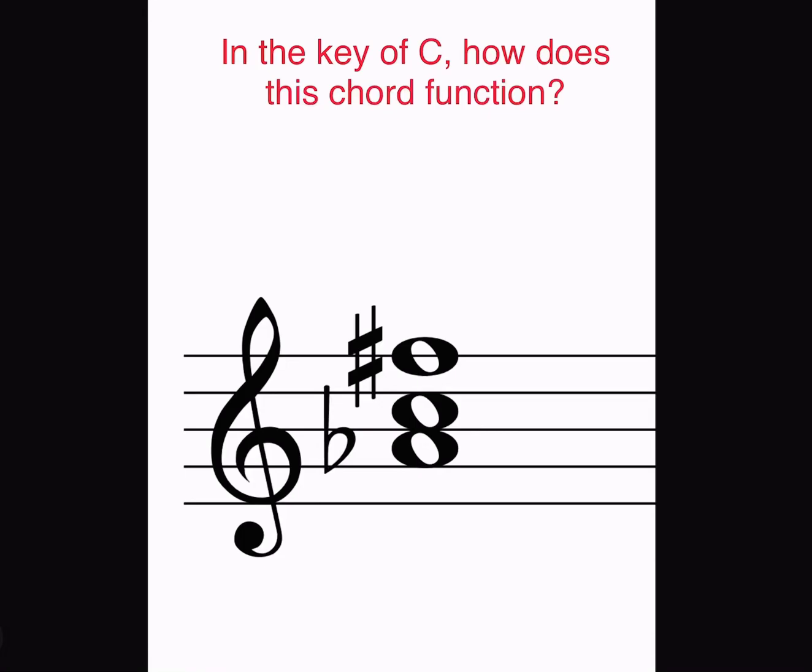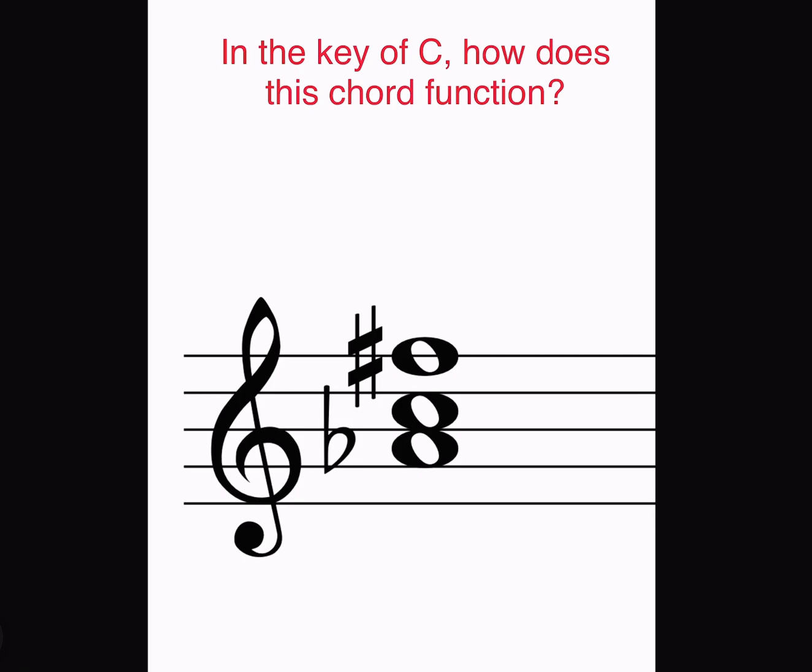Our question here is, in the key of C, how does this chord function? What's written from low to high is this. The low note's an A flat, then we've got C in the middle. On top, we have an F sharp. Together, we get this sound, and that's the chord that's written.